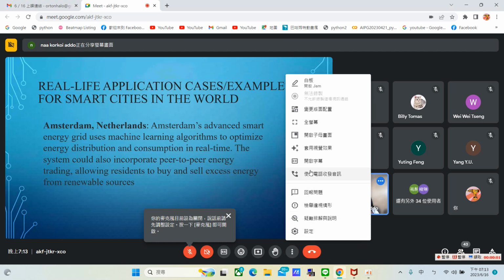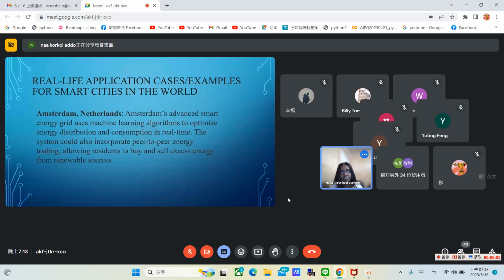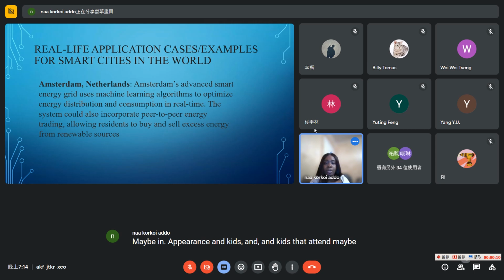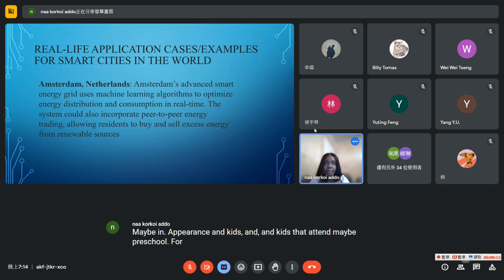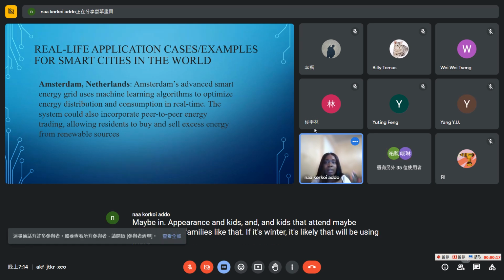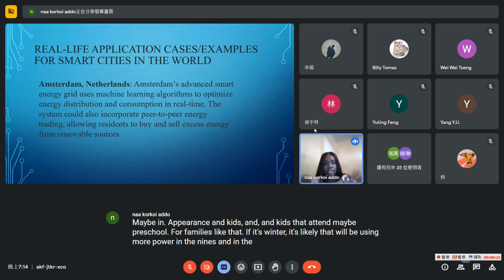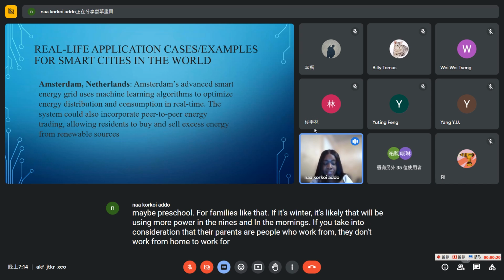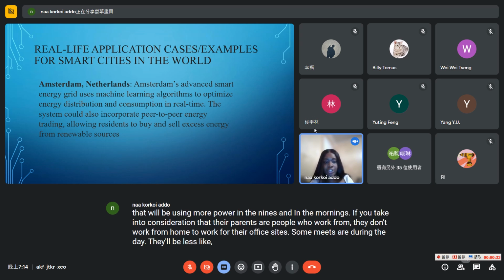that has maybe parents and kids, and kids that attend maybe preschool. For families like that, if it's winter, it's likely that they'll be using more power in the nights and in the mornings. If you take into consideration that the parents don't work from home, they work from their office sites, that means that during the day there'll be less energy that is needed.